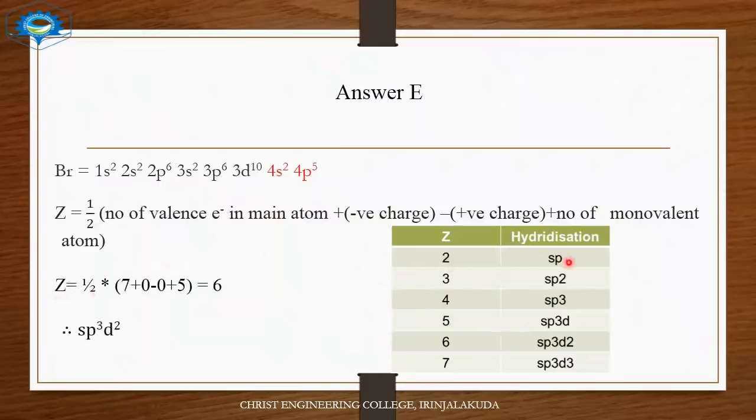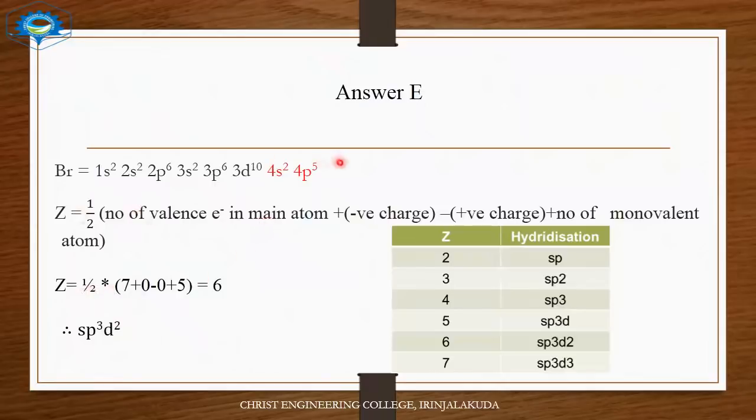If the value of Z is equal to 2, it is sp hybridized. If the value of Z is equal to 3, it is sp2. If the value of Z is equal to 4, it is sp3. If 5, sp3d; 6, sp3d2; 7, sp3d3. Then calculate the value of Z using the equation.